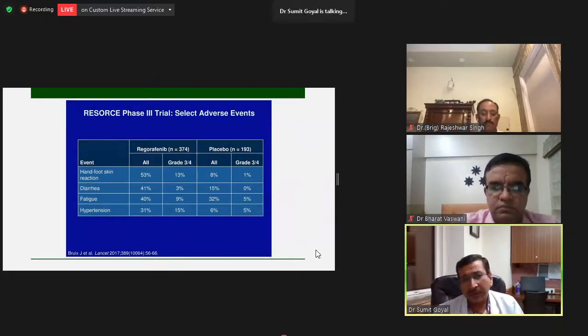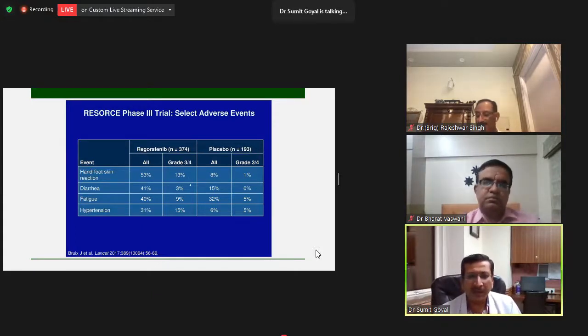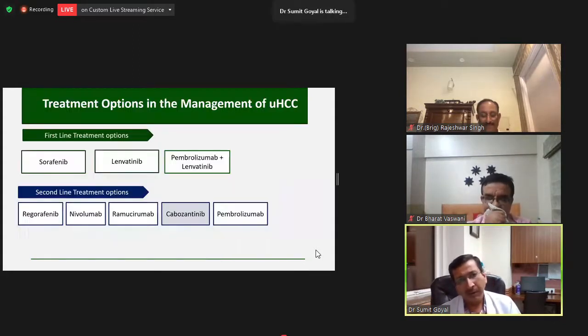Looking at the side effects, we all know again the hand-foot syndrome and the diarrhea are difficult things which we get, and quite a number of patients had grade 3 and grade 4 side effects. And again, hypertension was there.